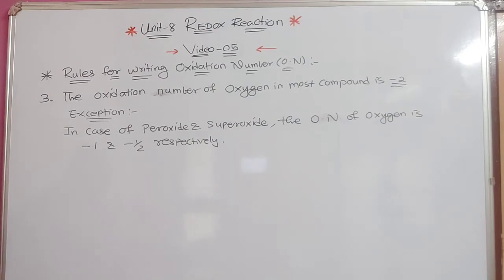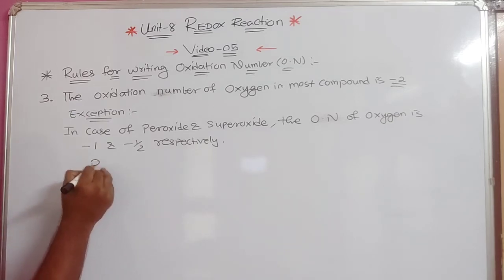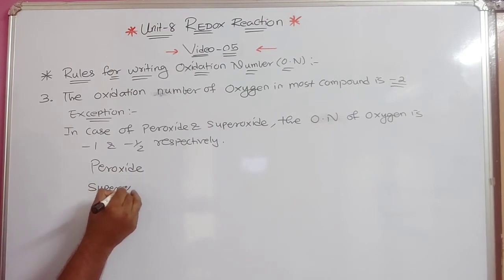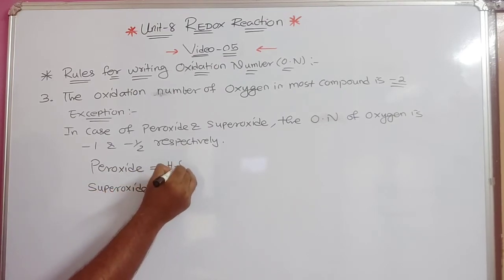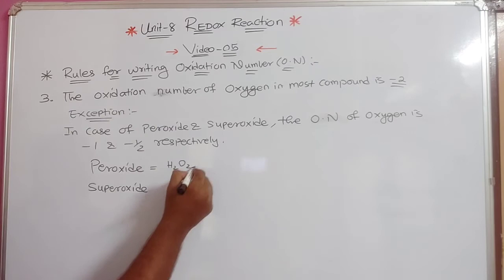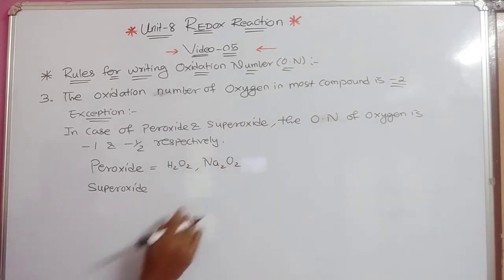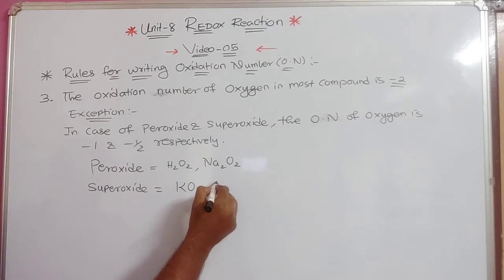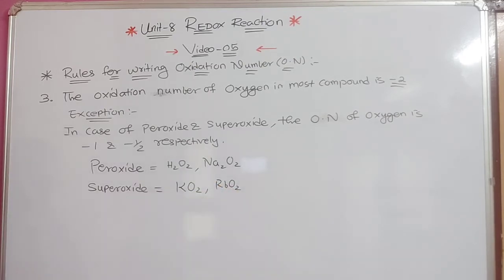So in peroxide it is -1 and in superoxide it is -1/2 respectively. What is the meaning of that? When we talk about peroxide, you know, H2O2. You must have heard about hydrogen peroxide. Then sodium peroxide, Na2O2. In the same way, the superoxides are KO2, potassium superoxide, and RbO2, rubidium superoxide, if you have heard about them.